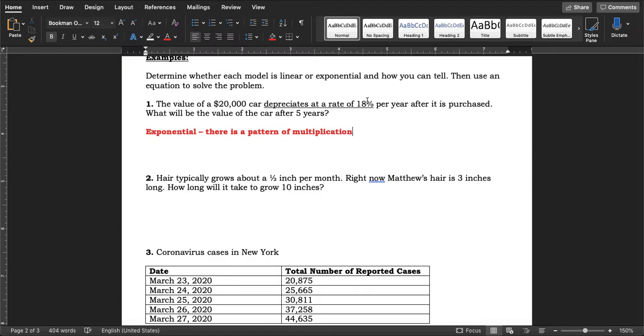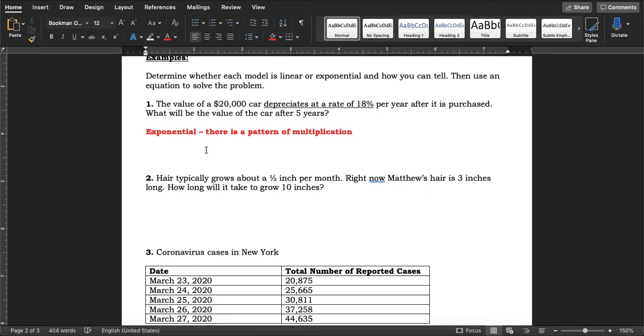Because think back to when we were working with percentages. For example, when we were adding on 7% tax or applying a 25% discount, every single time we performed those calculations, we had to use multiplication. So whenever you're manipulating numbers using percentages, you have to use multiplication. So that right there is an immediate indicator that this represents an exponential situation. Now that we know it's exponential, we can write an equation representing this situation.